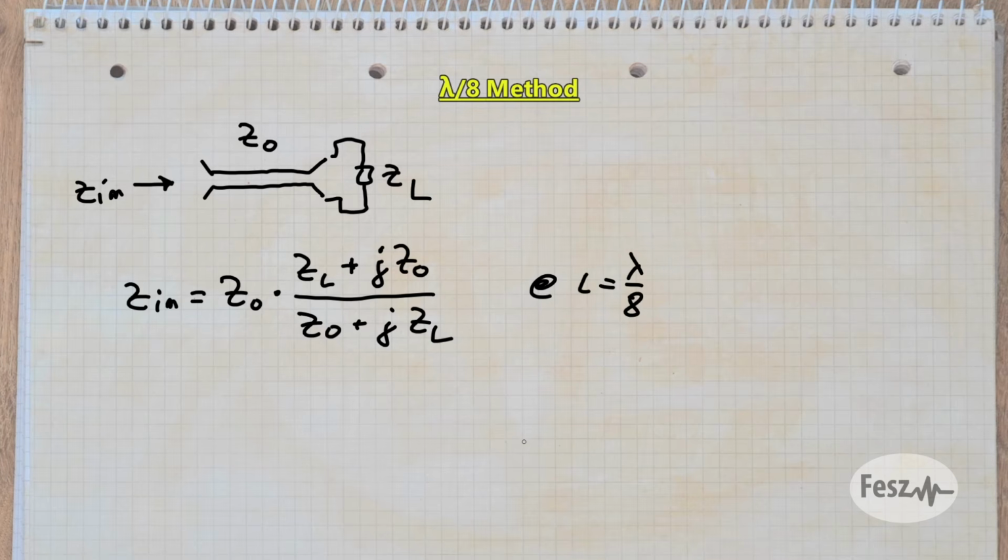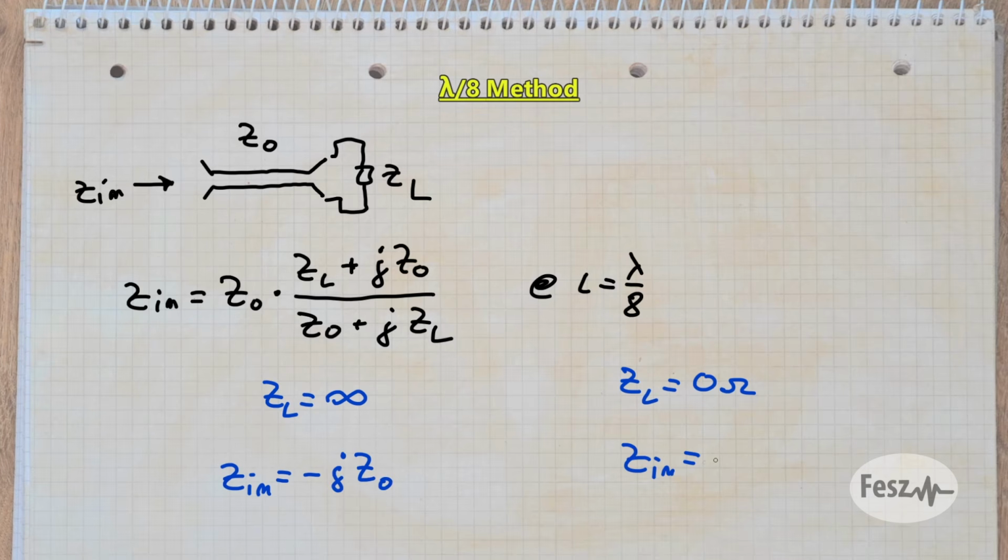However, in two very specific cases, once when the end is short-circuited or when it's open-circuited, the formula does get simplified and results in a purely imaginary value, either positive or negative, and equal to the line's characteristic impedance. So this is how you can determine the transmission line's impedance using the eighth wavelength technique.